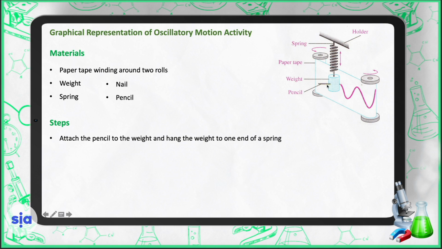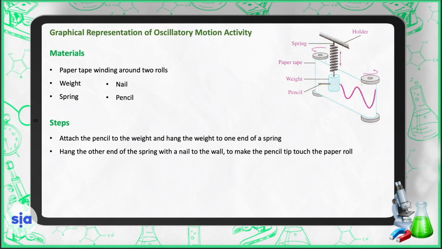We're going to attach the pencil to the weight and hang the weight to the end of the spring. We will hang the other end of the spring with a nail to the wall, fixing it so the pencil tip touches the paper roll. Pull the spring downward and then let it go.